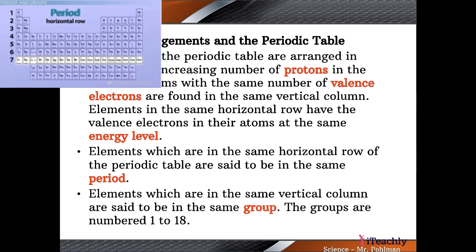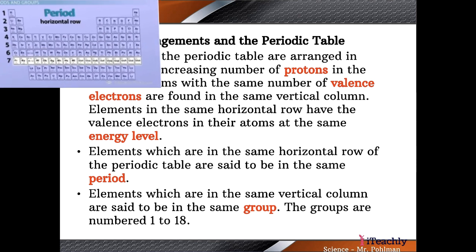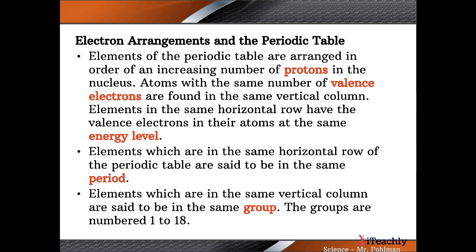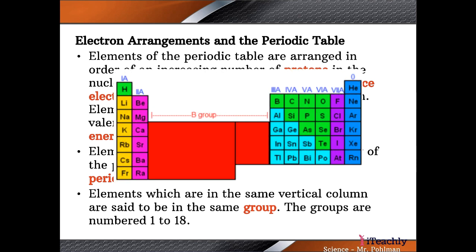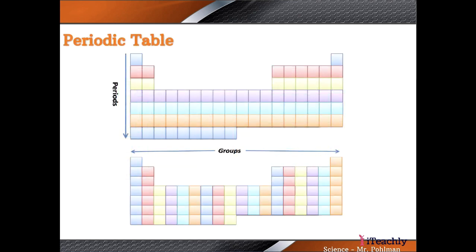All right, elements which are in the same horizontal row, we call those periods. And then, as I said, the arrangement in the vertical columns would be the groups. Now we number those groups from 1 to 18, numbering every single column across the table. But we are going to break those 18 groups up into two distinctive groups, the group A elements and the group B elements.